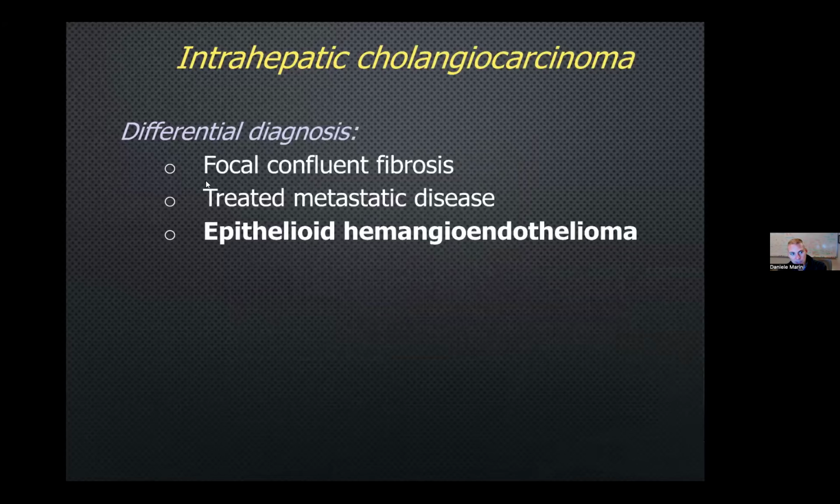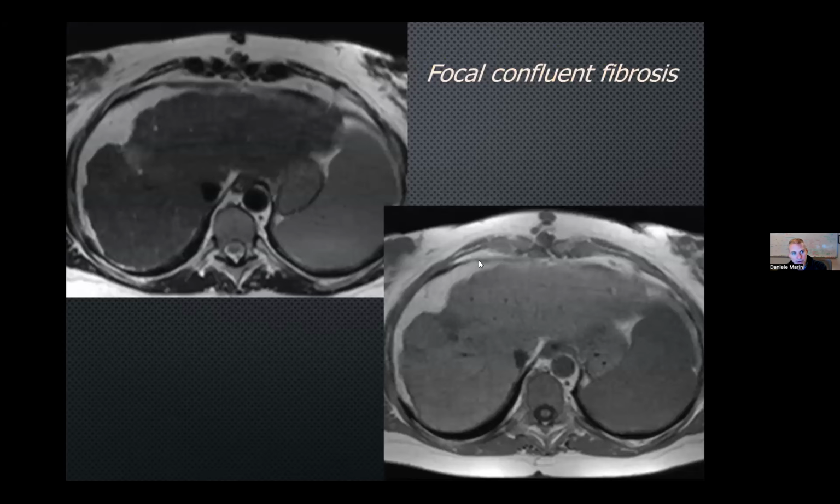Differential diagnosis: focal confluent fibrosis, treated metastasis, less common liver lesions like epithelioid hemangioendothelioma. But again, this is an example of a patient with focal confluent fibrosis. Again, we see this very characteristic capsular retraction. So you might think this patient has an intrahepatic cholangiocarcinoma, but I would caution you to consider the possibility of focal confluent fibrosis when you are dealing with a patient with cirrhosis.